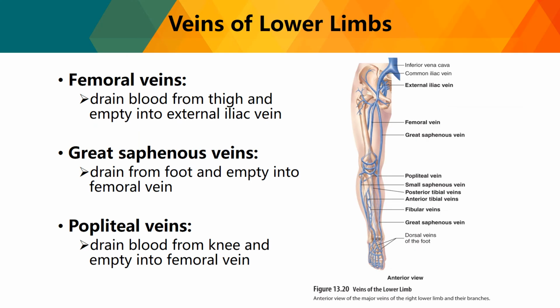Next, you have the veins of the lower limbs. You have your femoral veins, great saphenous veins, popliteal veins. Okay, so si great saphenous veins, kaya siya natawag na great because it is the longest vein in the body. It runs along from your thighs to your foot. Ganun siya kahaba. That's why it's called great saphenous vein.